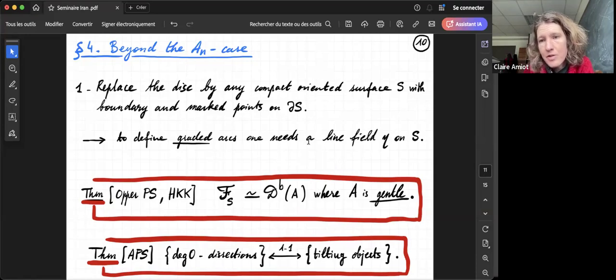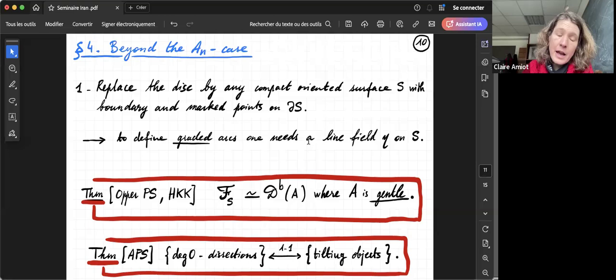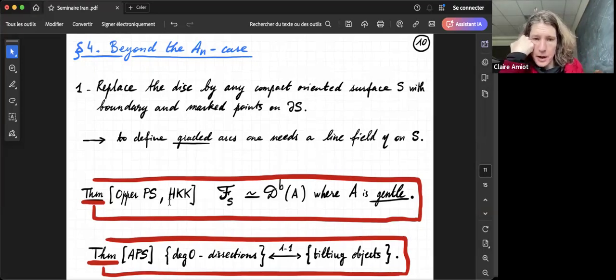And so this line field will play the role of the horizontal in the disk case. And then we can define the notion of a graded arc and of the index of intersection of two graded arcs. So this is how it works in the very general case. And so this was a setup used by Haydn, Katsakov, and Kontsevich.